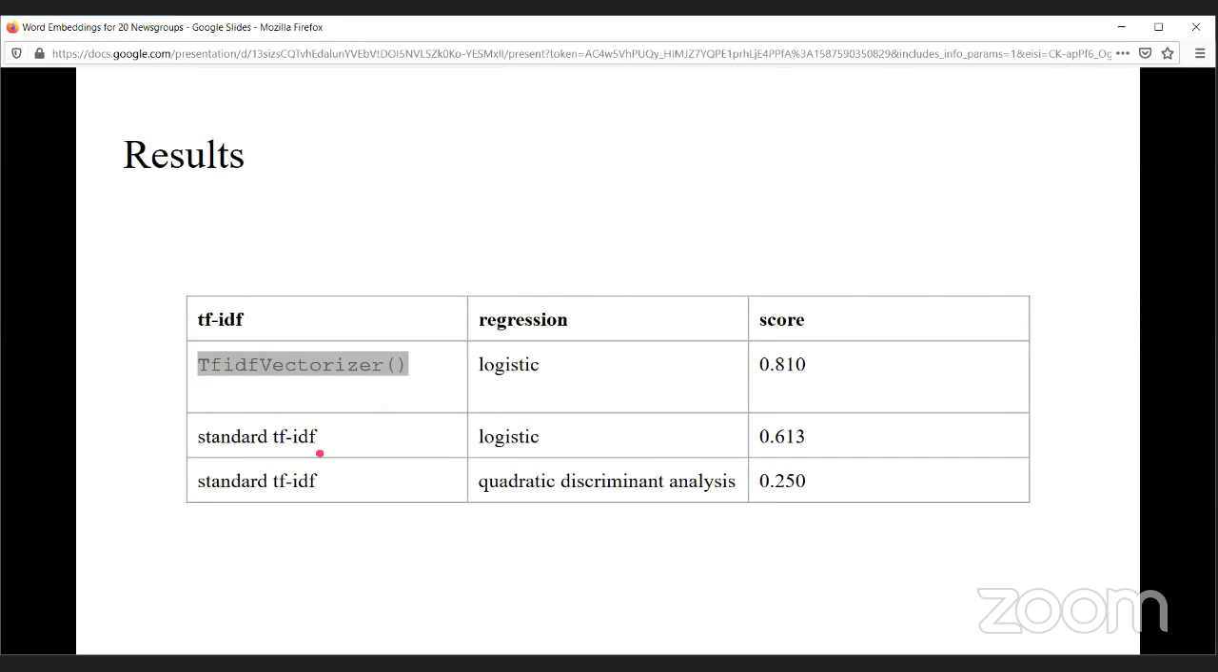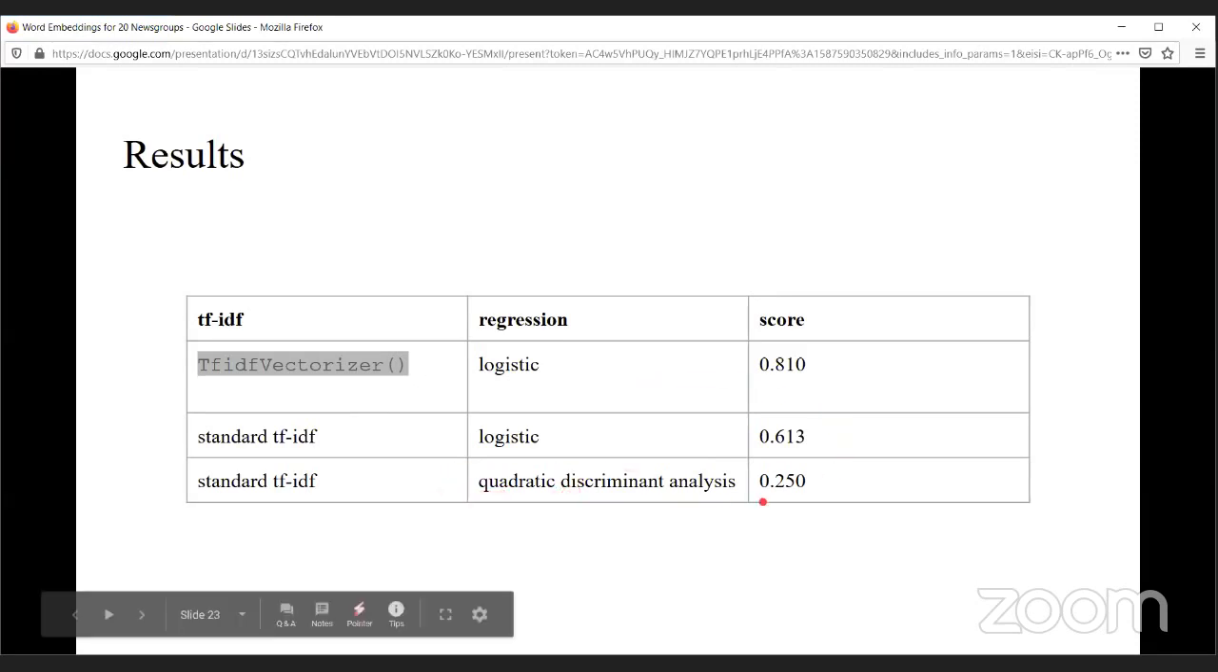So just using the standard TF-IDF that I defined earlier and applying logistic regression, I got 61% accuracy compared to 81% for TF-IDF vectorizer. Now keep in mind that if the classifier were to just guess, because there are 4 semantic categories, just guessing gets you 25% accuracy, which appears to be what's going on down here with quadratic discriminant analysis. That will end up being a theme throughout this presentation, that QDA is, for some reason, a very bad classifier for this data set.